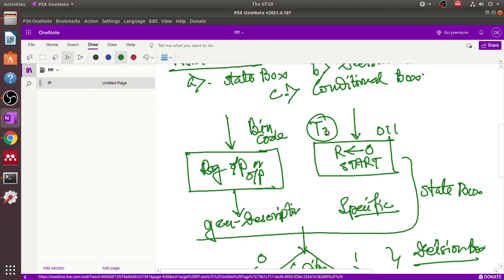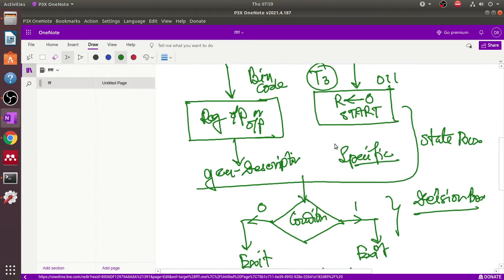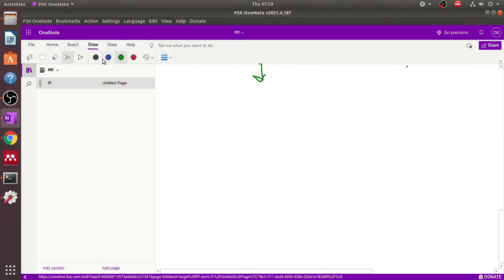T1 is timing state 1, T2 is timing state 2, and one status input is included here, that is known as E. When E equal to 0, there is one status, and for E equal to 1, there is another status. So now let us take an example for a conditional box statement. If we start at the T1 cycle, the corresponding binary input is 001.